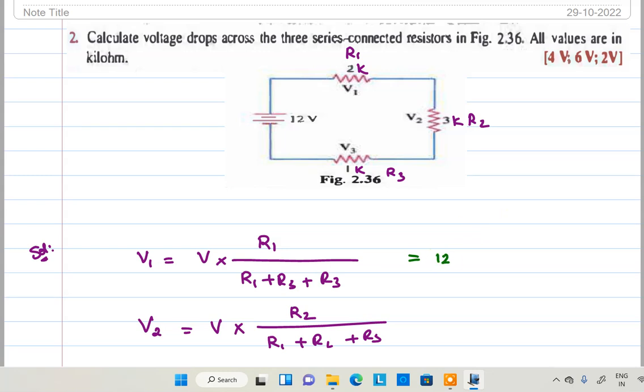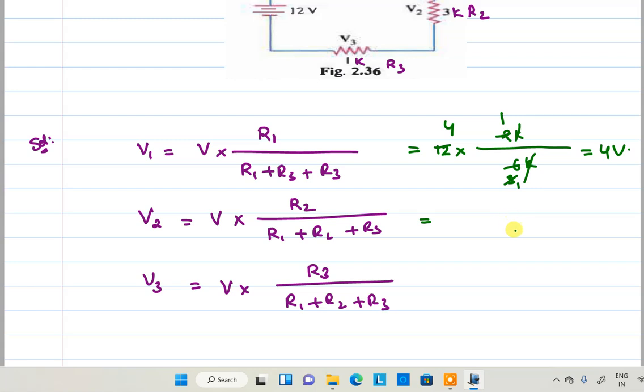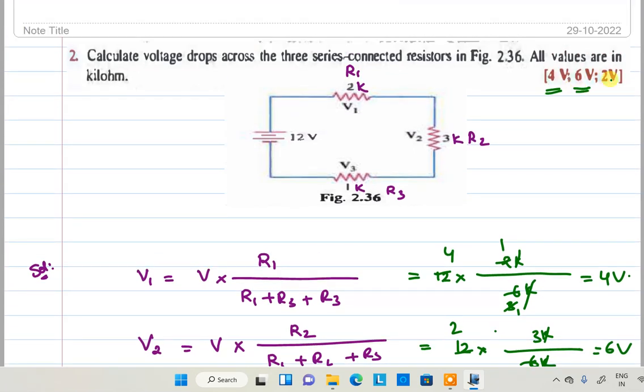So the total voltage is 12 volt. Same resistance 2k by total resistance 2k plus 3k, that is 5k, plus 1, 6k. k gets cancelled: 1 time and 3 times, 1 time and 4 times. What is the voltage now? 4 volt is the answer. Got it? Right. Next, the second case, R2. What is the R2 value? That is 3k. 12 into 3k by 6k total resistance. k gets cancelled, 2 times and 1 time, that is 6 volt. We got 6 volt, right?